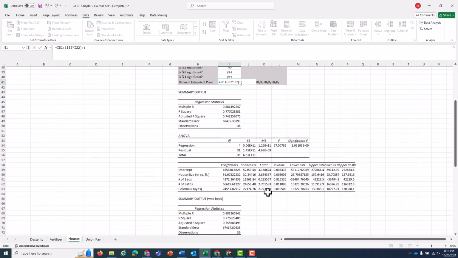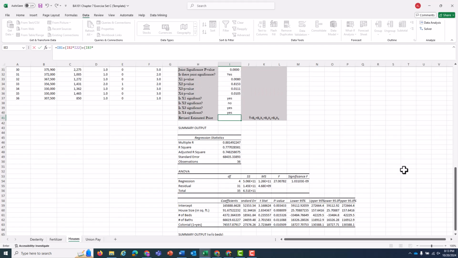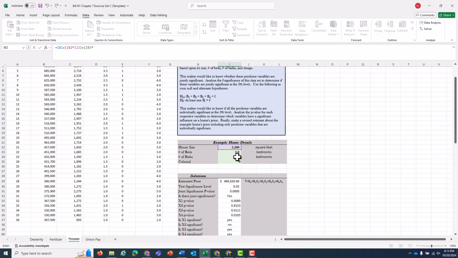Add to that the product of the coefficient or the slope for our second predictor variable, which is the number of baths, times the number of those that we have for this house, and that is the 1.5. And yeah, it's real easy to accidentally click the thing that you disregarded, so be mindful that you're actually clicking the predictor for your correct input in this case.